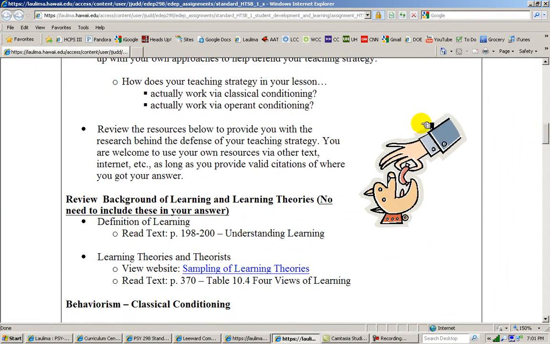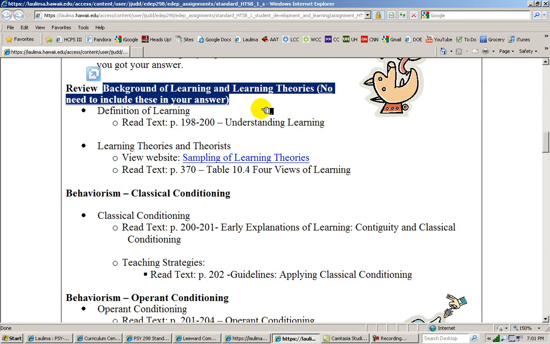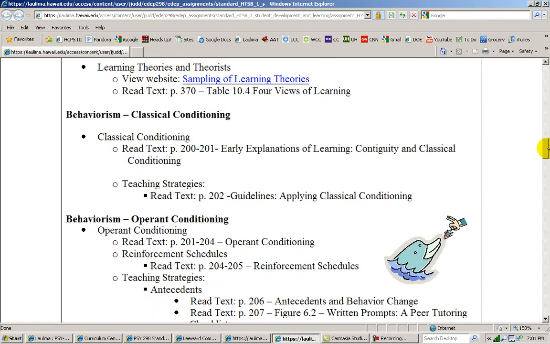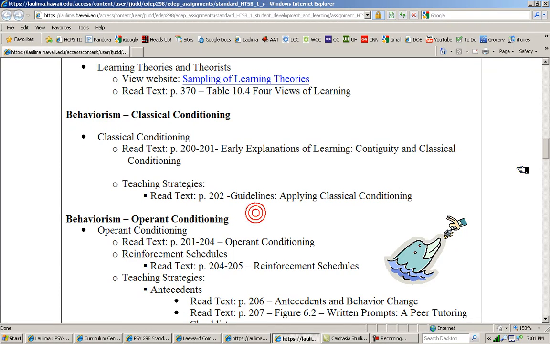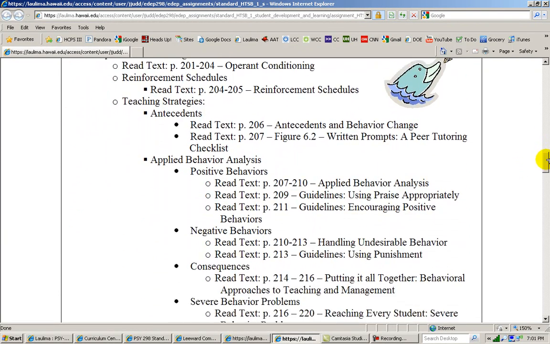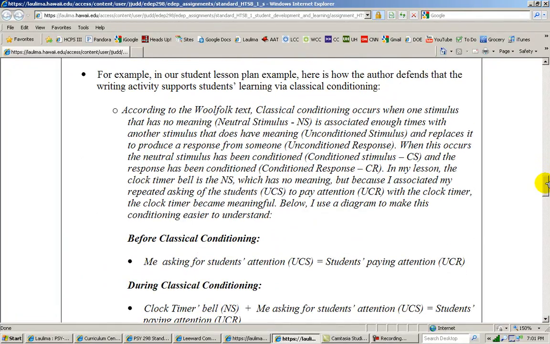Think about this while you're defending. How does your teaching strategy actually work via classical conditioning? How does it work via operant conditioning? And you should review some of the text resources. First, review what learning is itself. You don't have to put this in your answer, but what is learning? What are some of the learning theorists? Then explore classical conditioning and even some strategies for classical conditioning. Then explore operant conditioning, and that's a lot bigger because this is a much more developed piece of behaviorism.